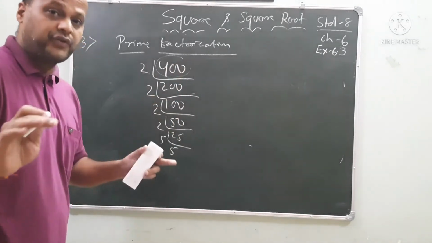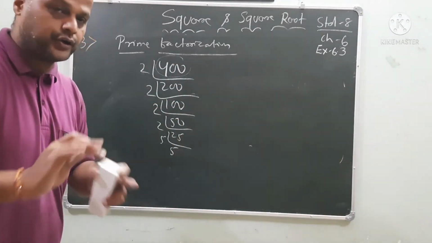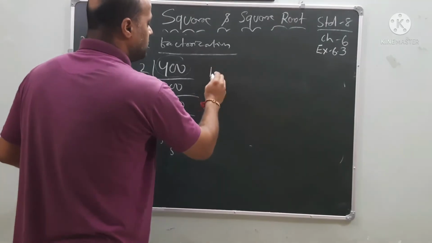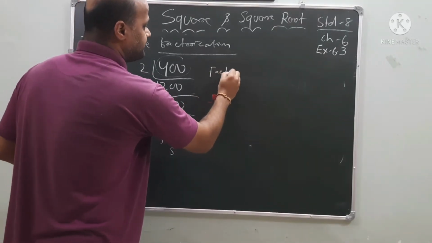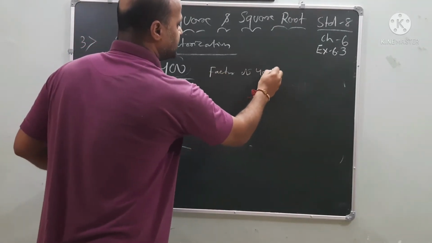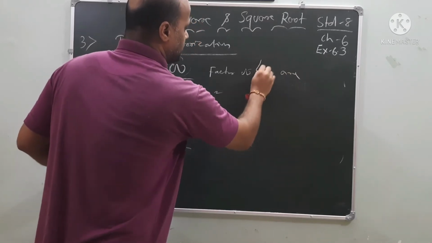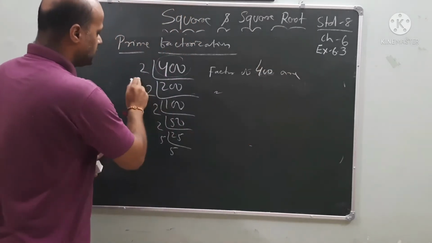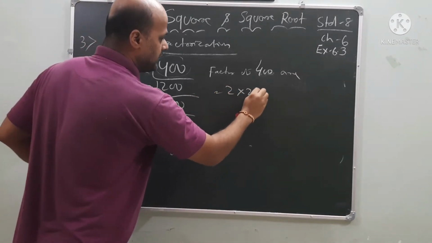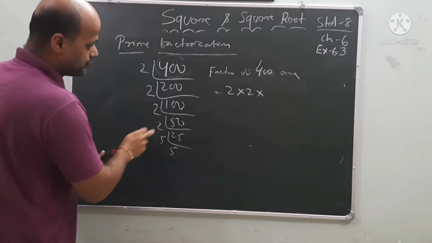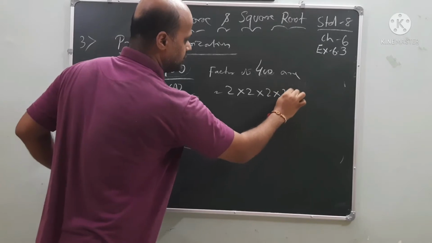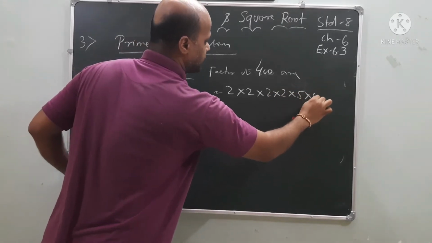But are we finding the square root of 400? No. So you have to write the factors of 400. So multiply everything. How many 2's? Four 2's. And how many 5's? Two 5's.